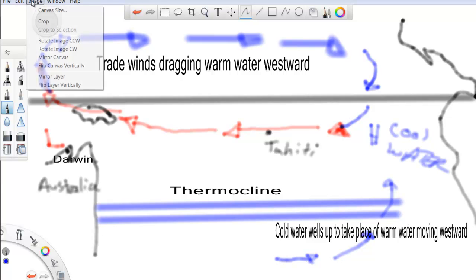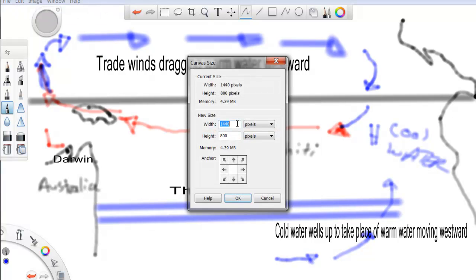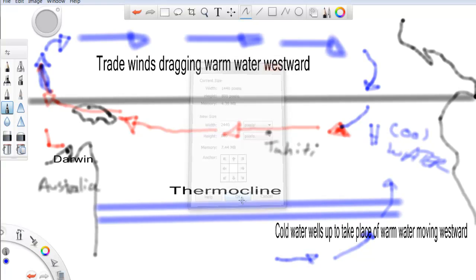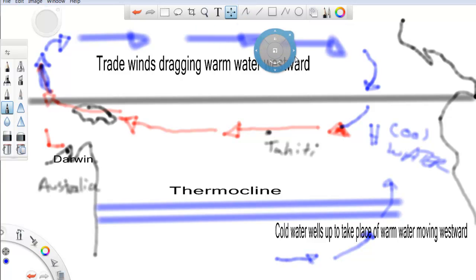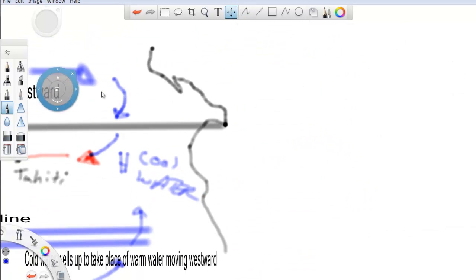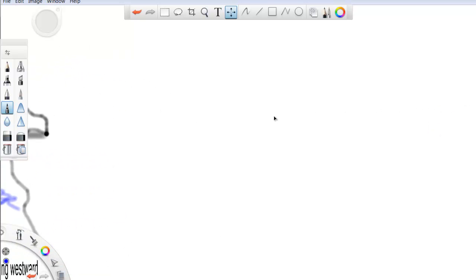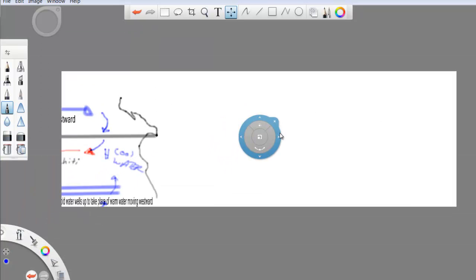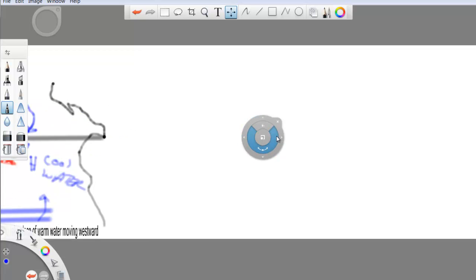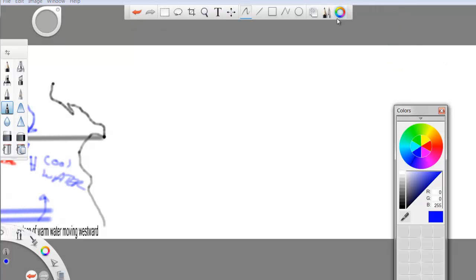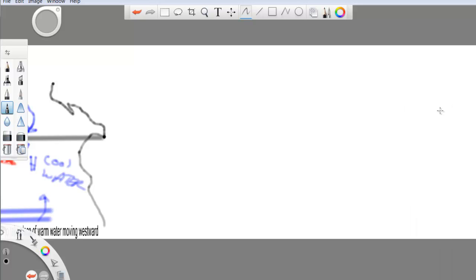However, when we start to experience El Nino events, there's a different pattern that emerges that looks something like this. Again, we'll need Australia. We'll do my distorted version. Here, this separates the two.